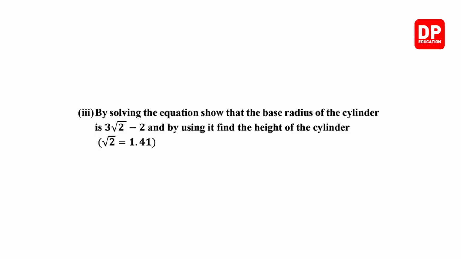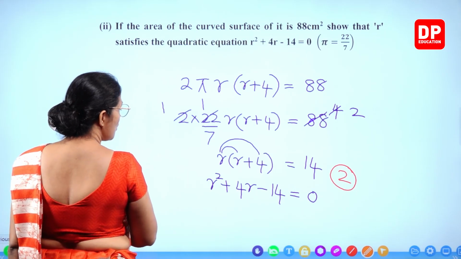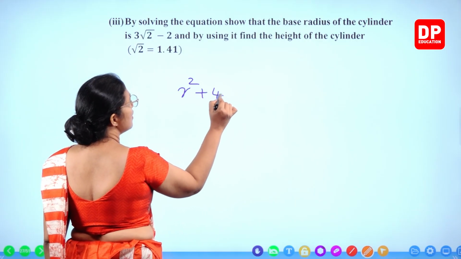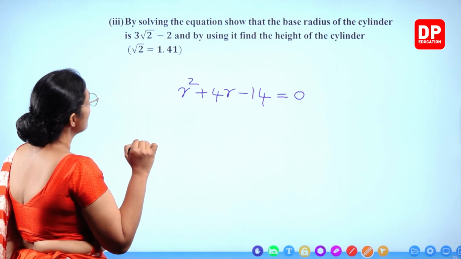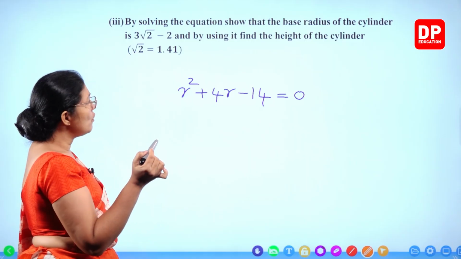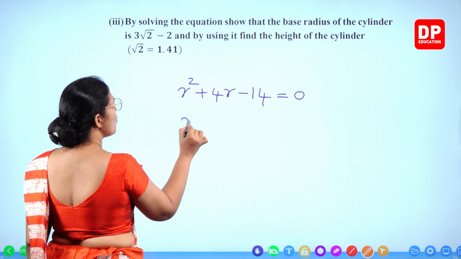Then part 3. By solving the equation, show that the base radius of the cylinder is 3 root 2 minus 2, and by using it, find the height of the cylinder. Take root 2 as 1.41. So what is the equation? R squared plus 4r minus 14 is equal to 0. So you have to find out r. Either you can use the quadratic formula or you can use completing square method. So let's use completing square method.